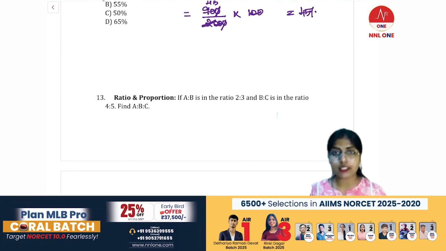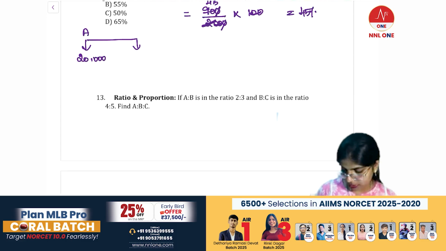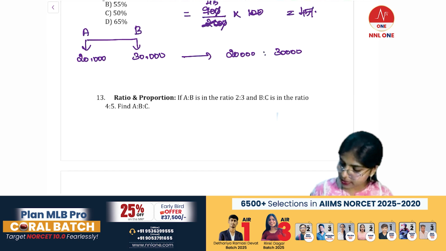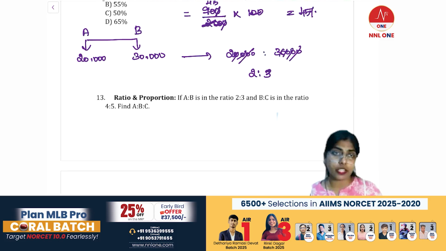Okay, next topic is ratio and proportion. Ratio is something when we are comparing two terms and we are cancelling it at the end, and we are getting the answer. For example, if A's salary is 20,000 and B's salary is 30,000, what is the ratio here? It is 20,000 is to 30,000. We will be cancelling all the zeros. 2 is to 3. So the ratio of A's salary and B's salary is 2 is to 3.